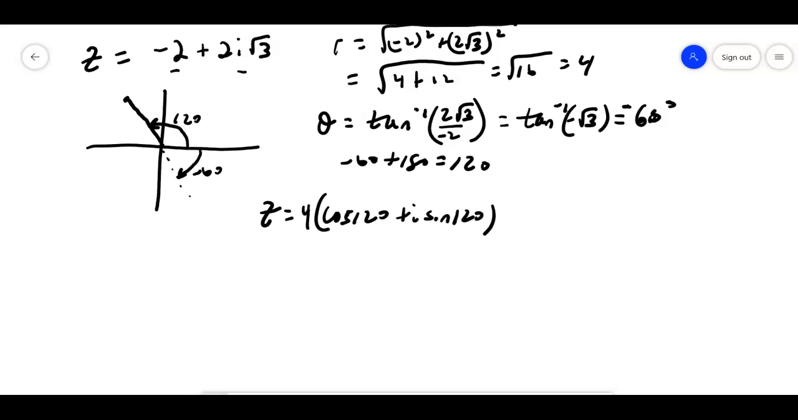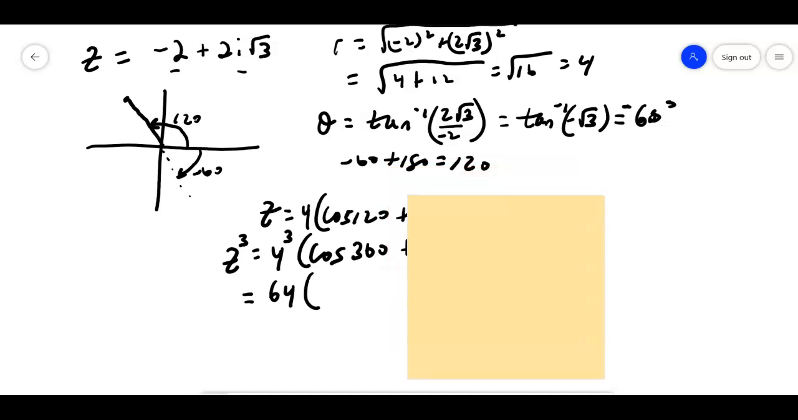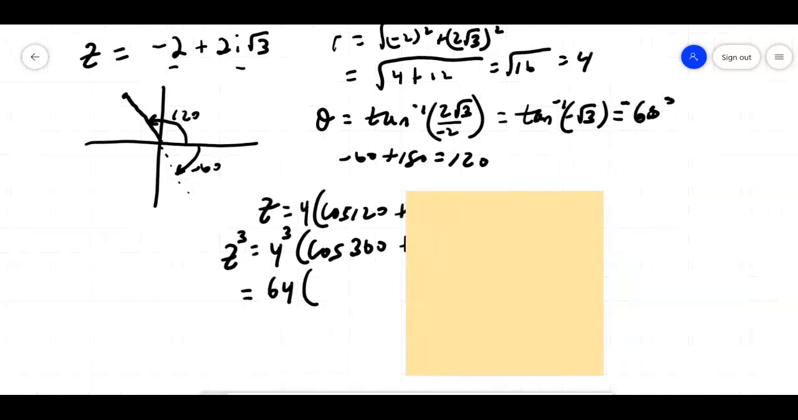And again, let's just say we wanted to do it to the third, for example. So z to the 3 is 4 to the 3. And then I go 120 times 3, that is 360. So that's going to actually work out pretty well. 4 to the 3 is 64. Cosine of, I keep hitting things here. Sorry about this.